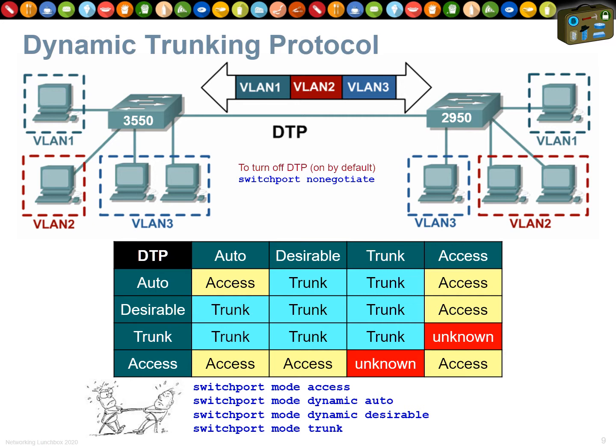So dynamic trunking protocol is a way of negotiating whether to be a trunk or not. So here's a bit of a matrix. If everything's on auto and nothing's set, they should become access. If one end's desirable and the other end's auto, it'll become a trunk. Both ends desirable, it'll become a trunk. If you force and lock it to be trunk, it'll become a trunk. If you force to become access, it'll become access. But what happens when you have one end forced to trunk, one end forced to access? We don't know. Bad things will happen.